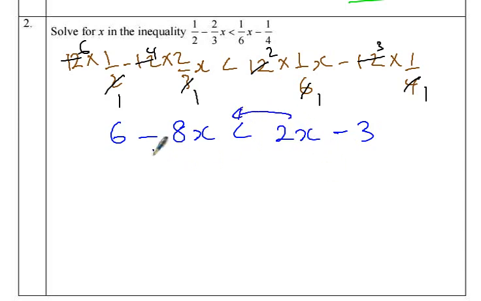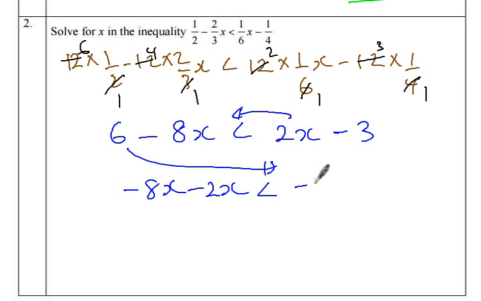Let me take this to this side and then the 6 to this side. So here I have minus 8x. When a term crosses the inequality sign, which is a less than, it changes sign, here we have minus 3. When this 6 crosses the inequality sign, it changes to minus 6. So here we have minus 10x is less than negative 9. So when I see that, I need to divide on both sides by negative 10.